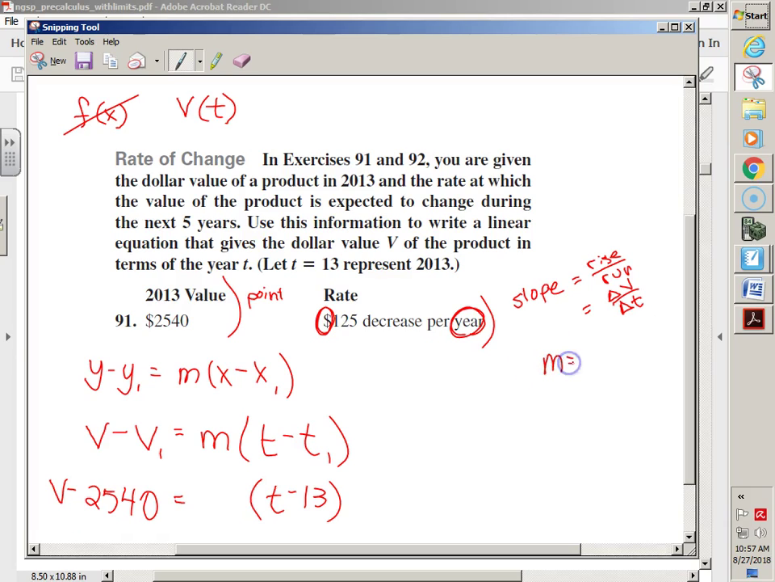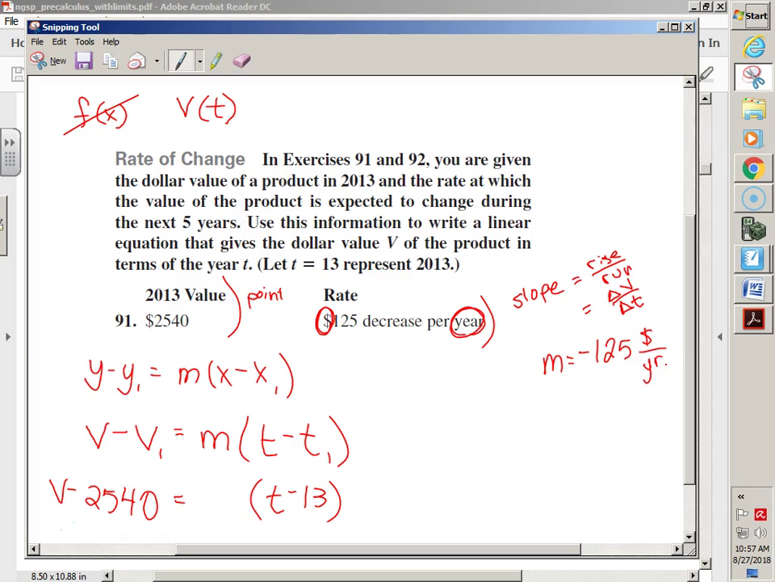So m is equal to, now hold on, pause, decrease. Yeah, we're going to say the value is changing by $125, going down $125 per year. Or if you want to think about it, a more mathematical way of thinking about it, I suppose. Okay. It would have been negative $125 per year, if that helps.